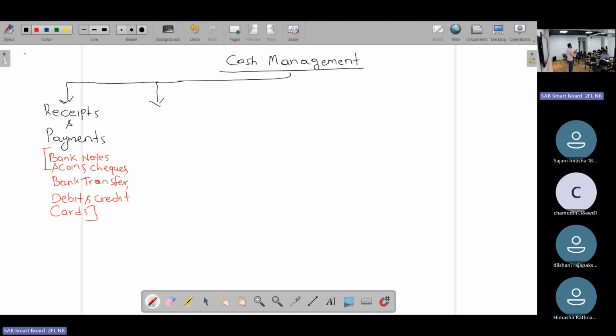what is the first management activity? Recording. Recording the transactions. For that, there you see the cash book. This cash book must be balanced.